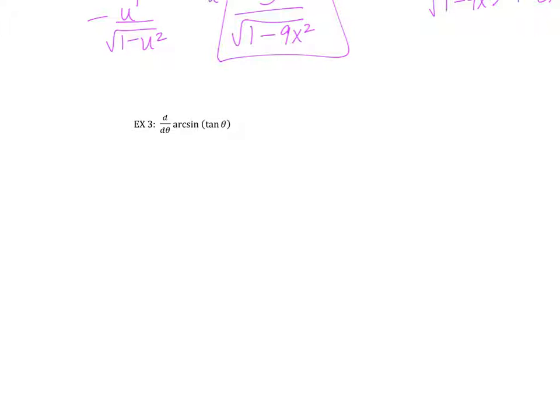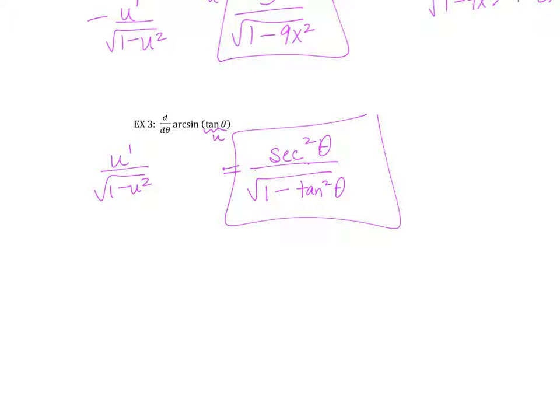Could I have more trig functions? Well, of course. Doesn't make it any different. That's your u. The derivative of arc sine is going to be u prime over the square root of 1 minus u squared. So what do I got? I have my derivative is going to be over the square root of 1 minus tangent squared, because that's my u. Now what is the derivative of tangent? The derivative of tangent is secant squared. And there we go. That's my derivative. Easy, easy.